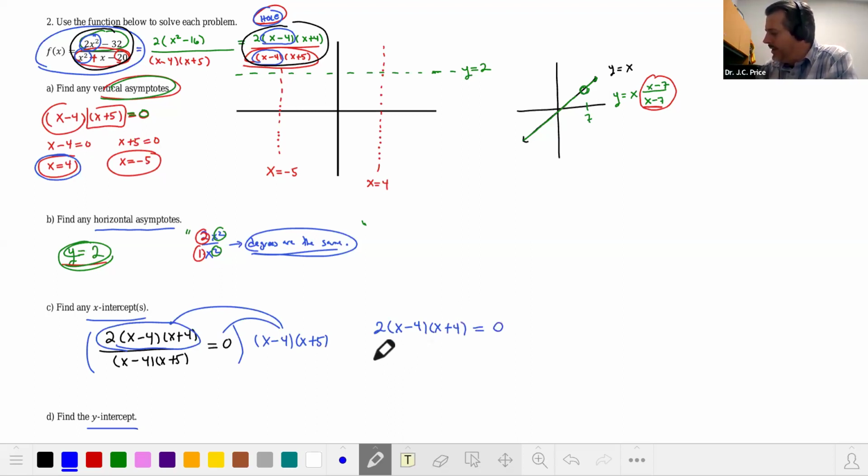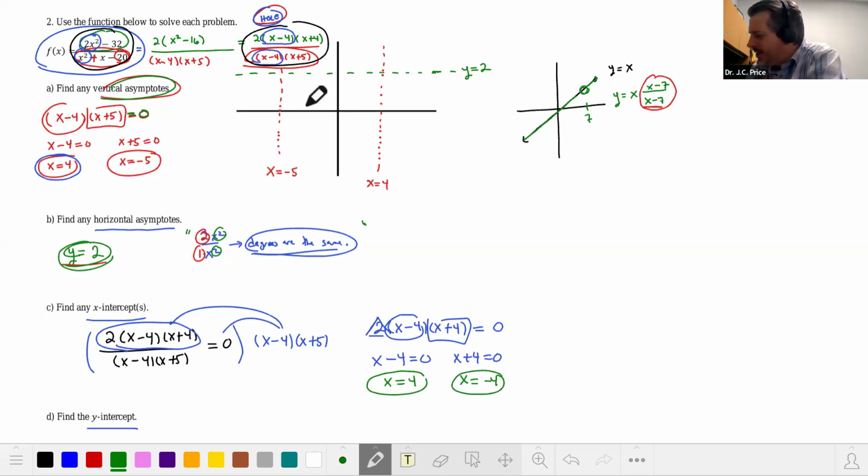And so again, you're like, oh, look, I have 2 things. I have basically this times that, and you're multiplying and getting 0. So you know one of those things has to be 0. So either x minus 4 equals 0, or x plus 4 is equal to 0, which means basically you add 4 to both sides. So you get x equals 4. And here you subtract 4 from both sides, so x equals negative 4.